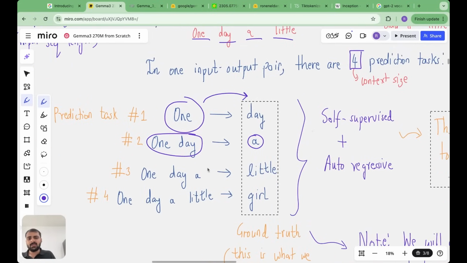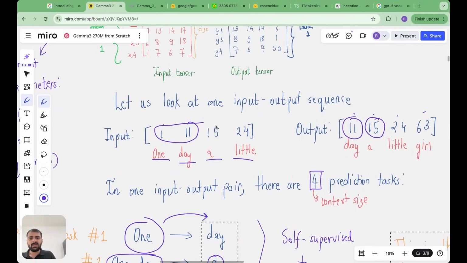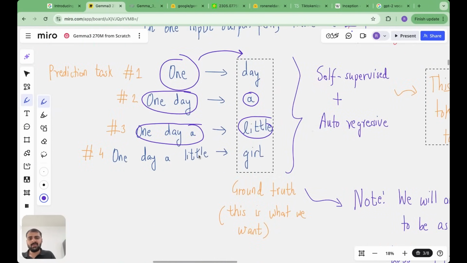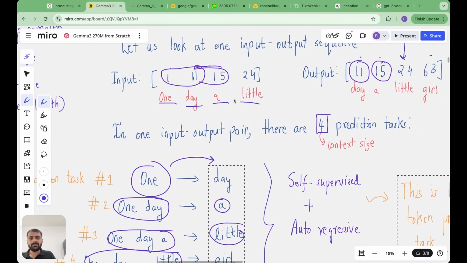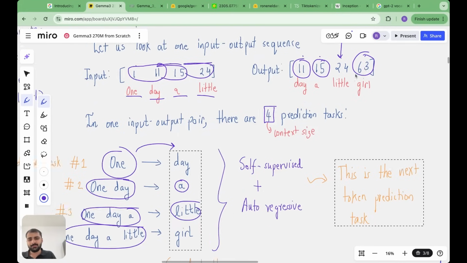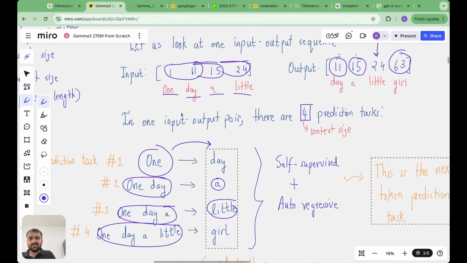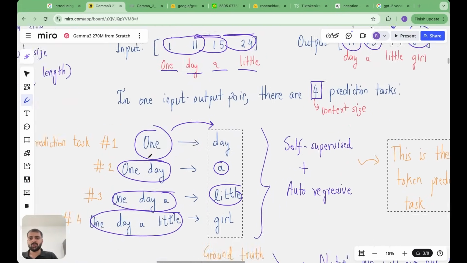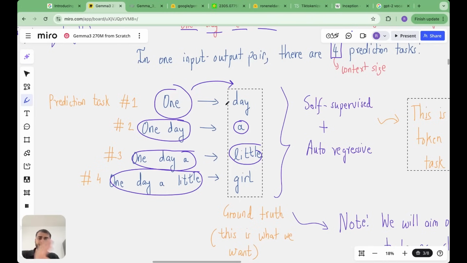If one day A is the input, I want little to be the output. And finally, if one day a little is the input, so this whole thing is the input, I want 63, or the girl, to be the output. So in this one input output pair, there are 4 prediction tasks through which we are ensuring that the model predicts the next token correctly.